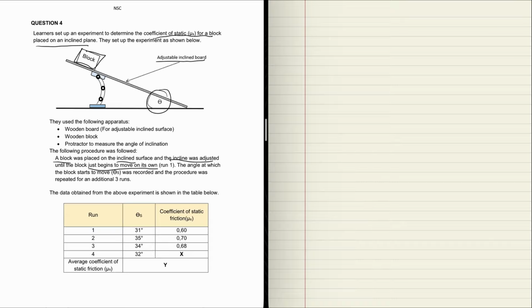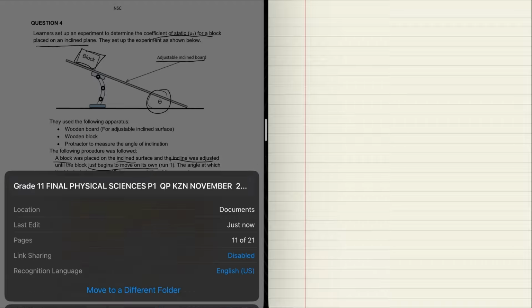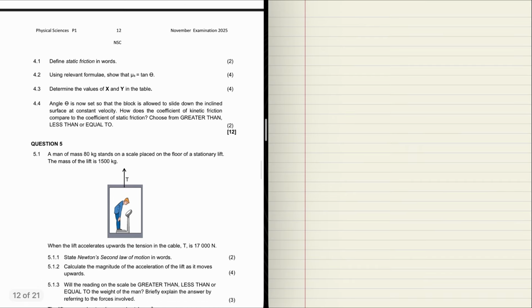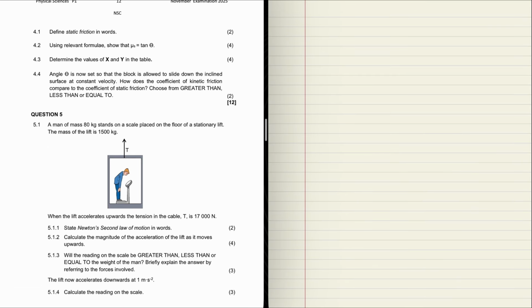So we've got the run, the angle, and the coefficient. There are also some values that were not given to us, x and y. I'm assuming they're going to ask us to solve that at some point. Question 4.1 says define static friction in words. The definition, we leave that out for now. Question 4.2, using relevant formulae, show that mu s is equal to tan theta.